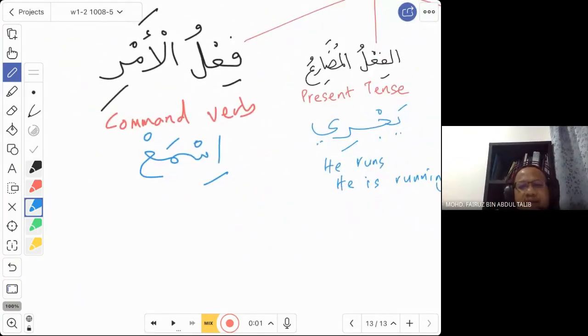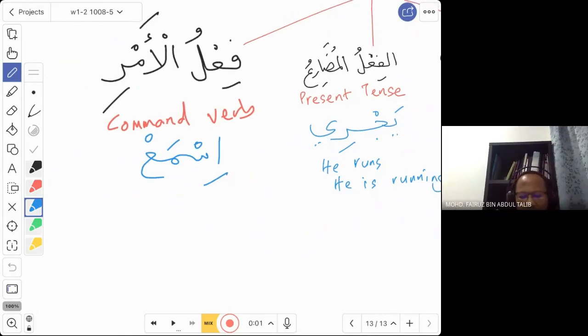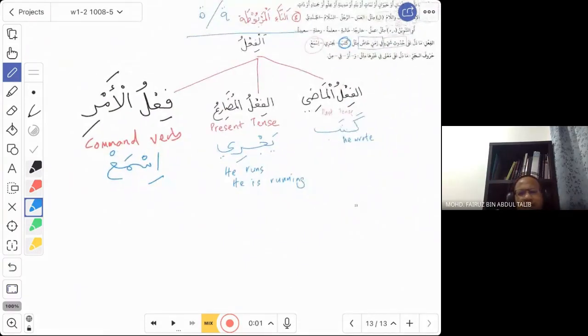But what is the time? The time is of course now. Now, yeah. But they don't put it under fi'l mudari' or present tense. Why? Because it is a command. So a command, you have to use fi'lu al-amr. So these are the three types of fi'l that we are going to learn, inshallah. Of course, we are not going to learn in details, just a few examples.